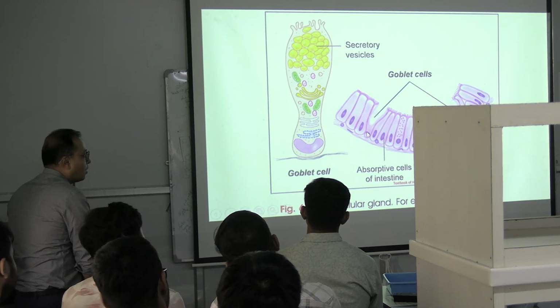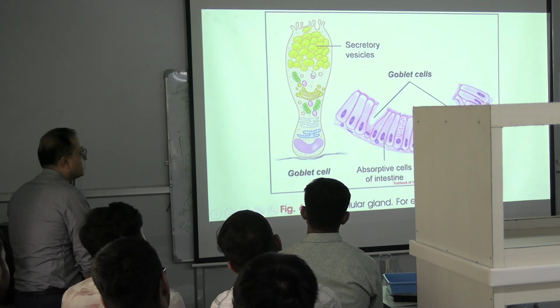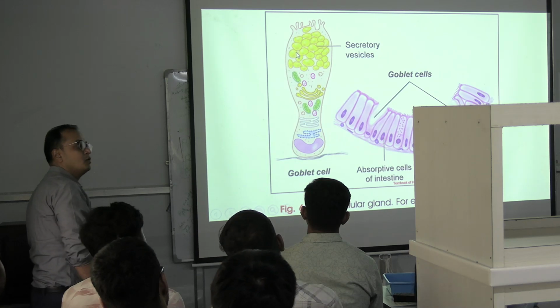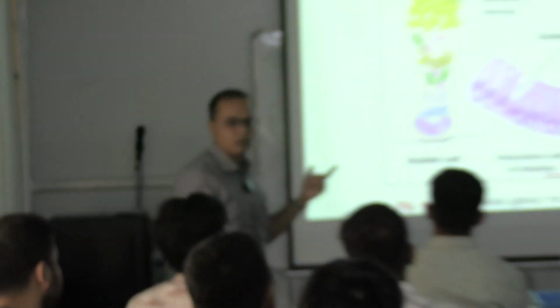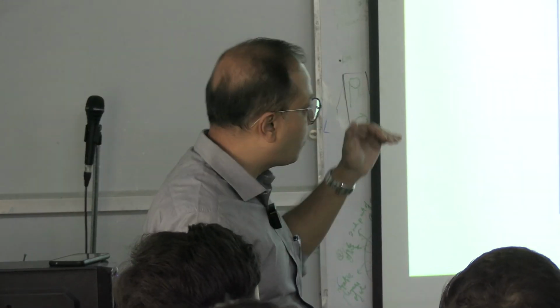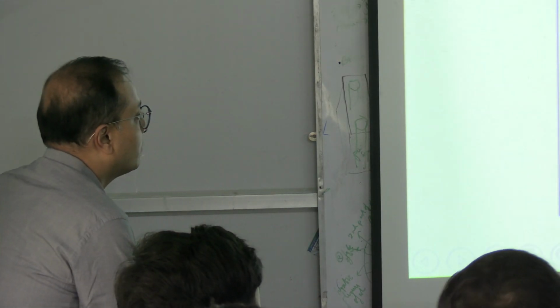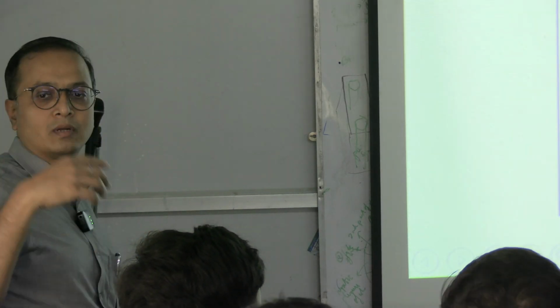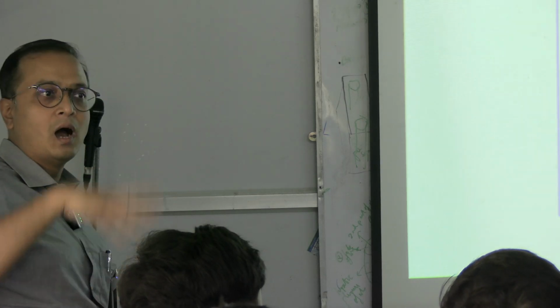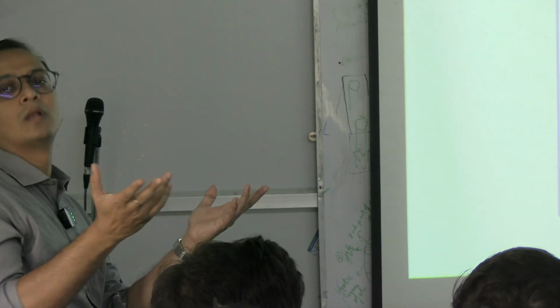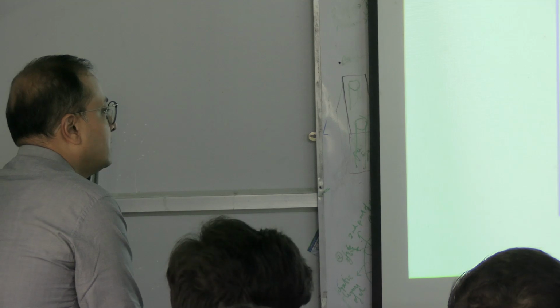The goblet cell lower half is visible, upper half is not, because they are filled up with mucus, and mucus is not taking up the stain. So, they are not going to pick it up. The lower part they are picking up, because the endoplasmic reticulum and elements pick up this particular stain. That is why they are seeing the lower part, and the upper part is invisible, that is why it looks like this, right.